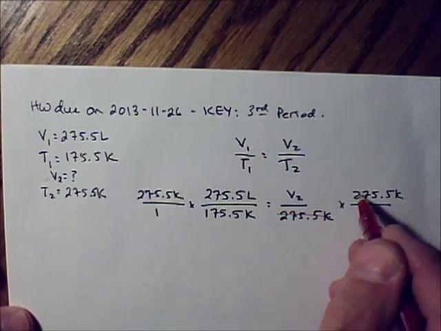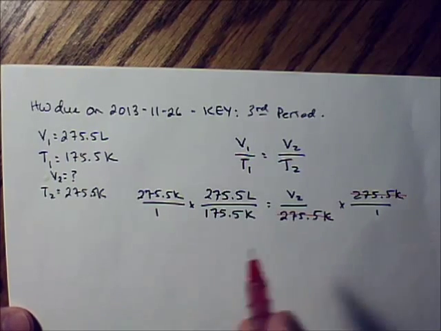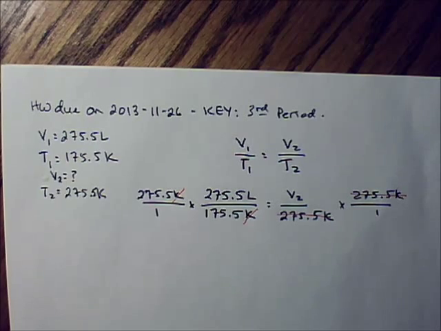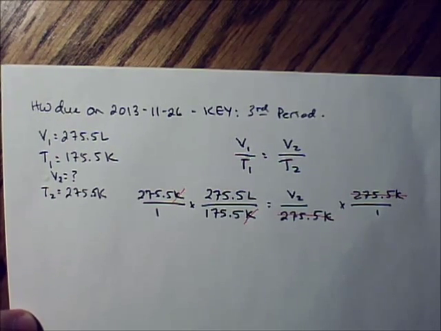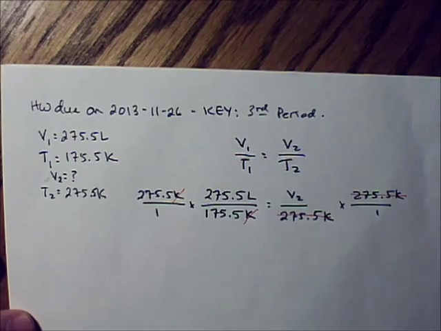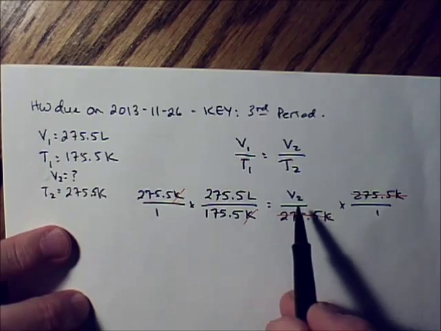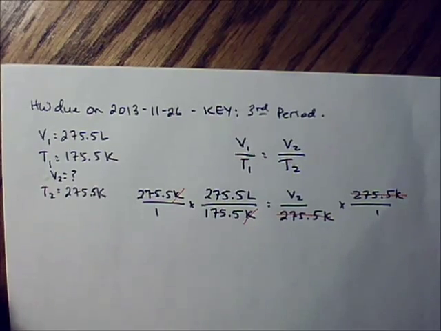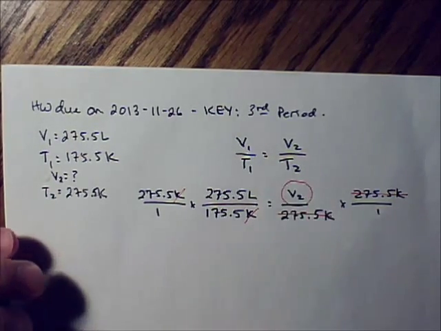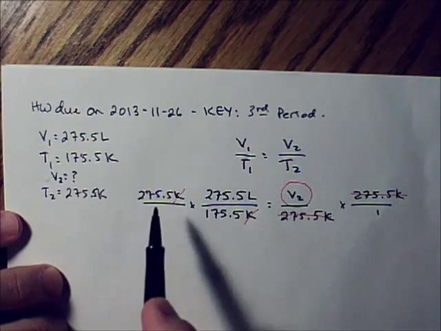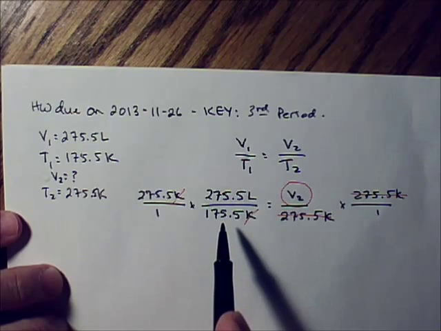So all of this cancels by this. Alright? And over on this side, all of the Kelvin units cancel. Anything that's exactly the same on the top and bottom can cancel in just the same way that you cancel x's and y's in algebra. And then we're ready. That's how you isolate the unknown. We've got V2 all by itself. That's what we want. Now we can solve by multiplying these two things together and dividing by this.